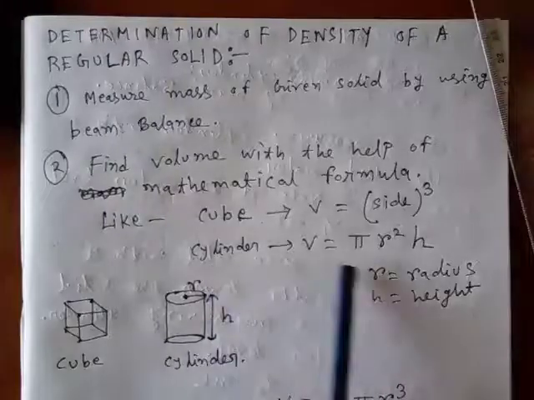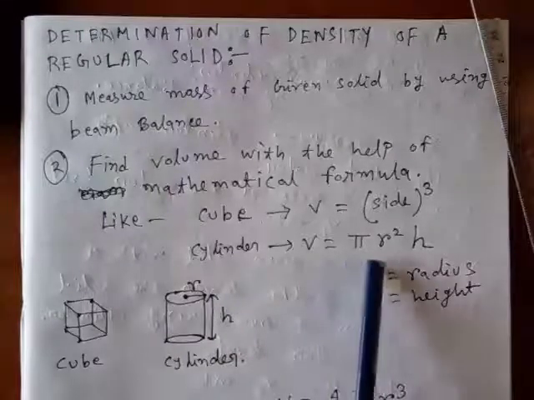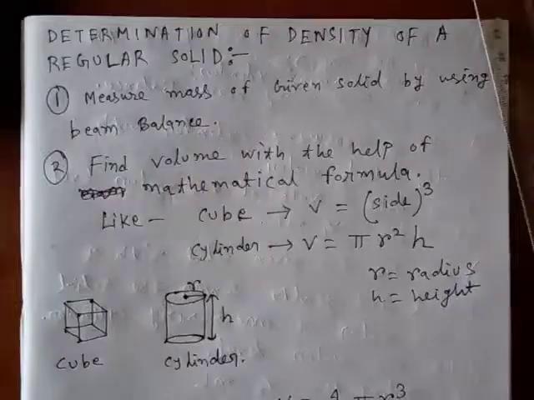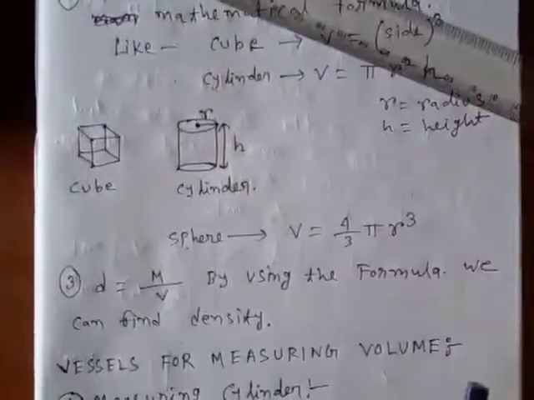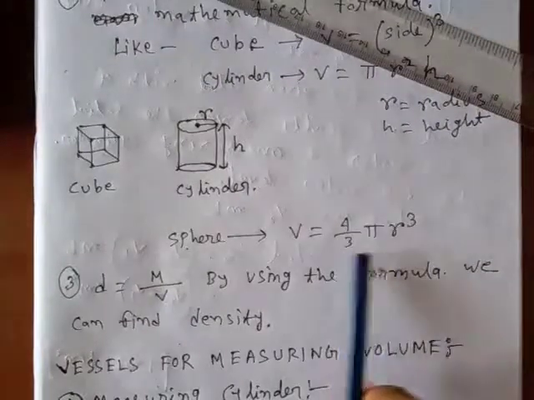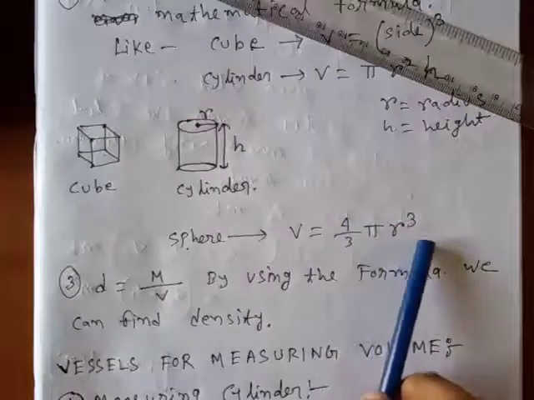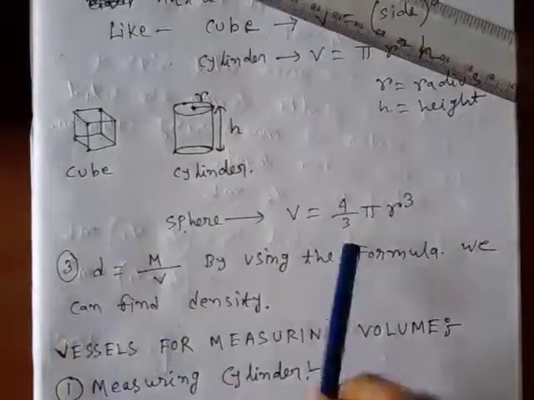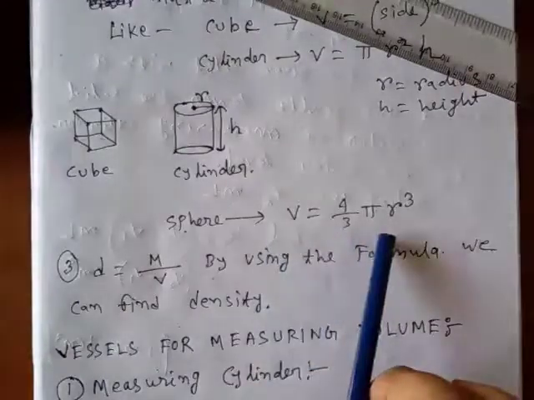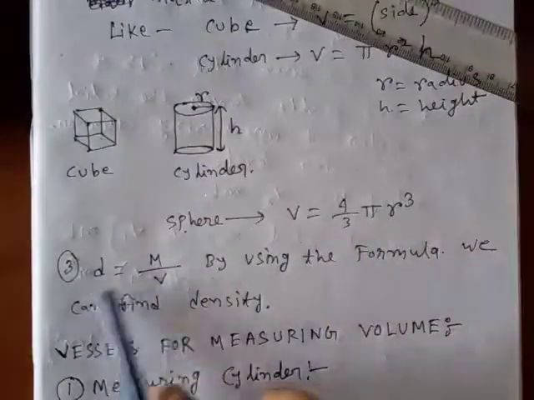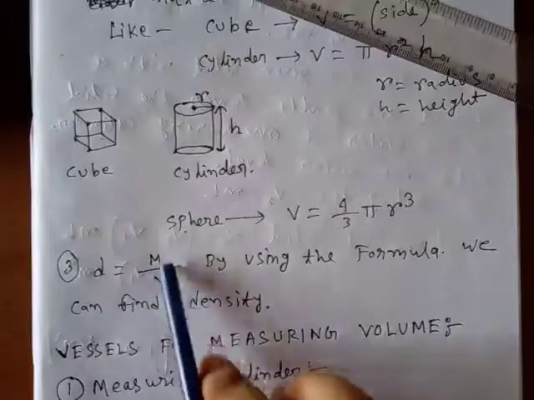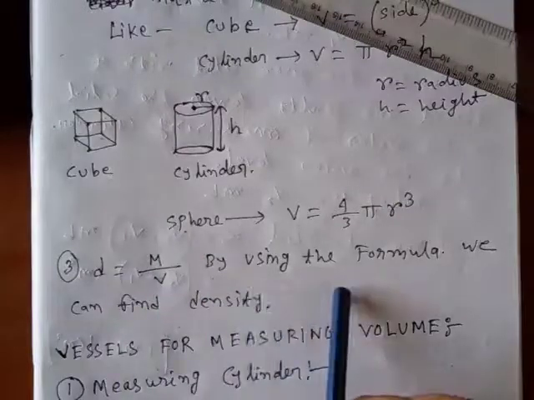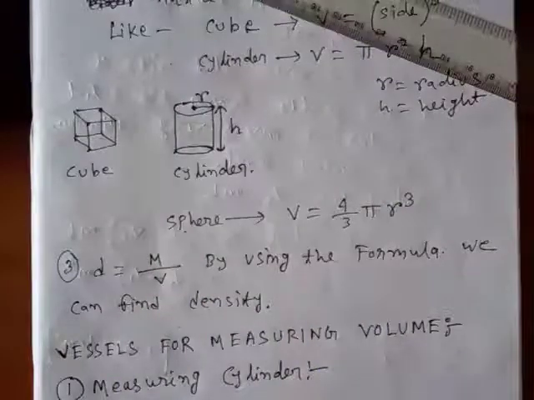So the volume of a cylinder will be pi r square h. Okay. Now in case of a sphere, the volume will be 4/3 pi r cube, where r is the radius of that sphere. Okay. Now after knowing the volume, we can use the formula D equals m by V to calculate the density of that material.